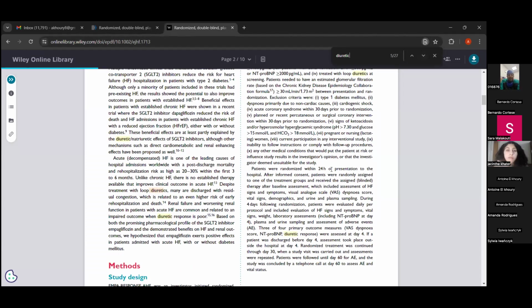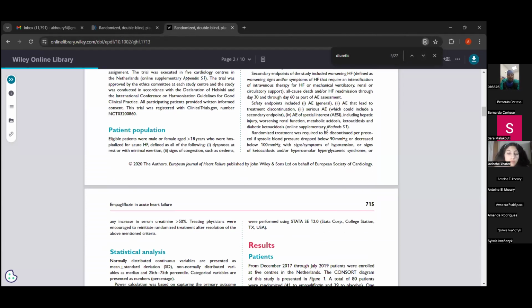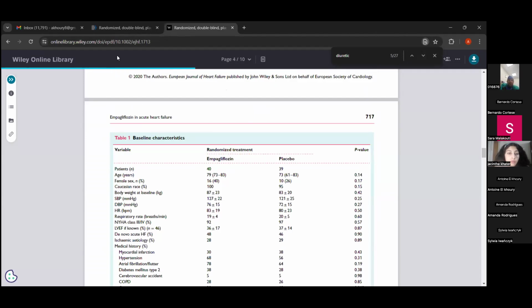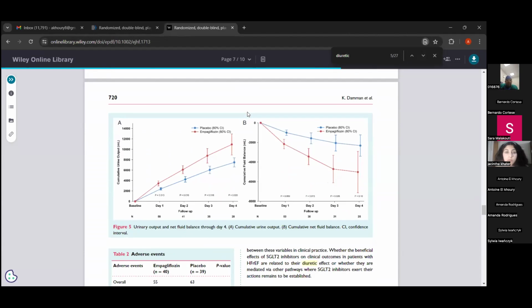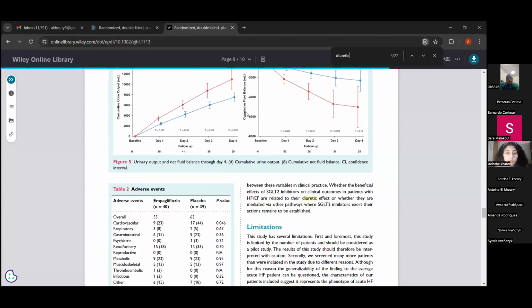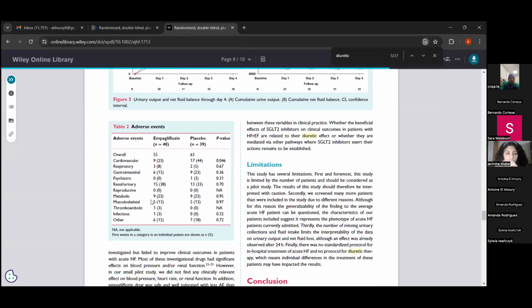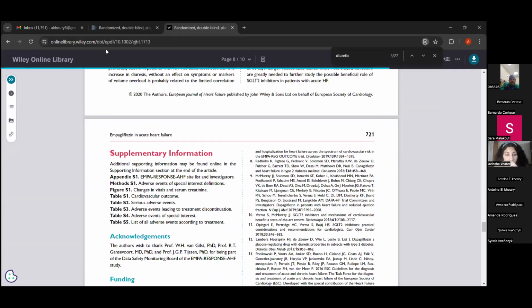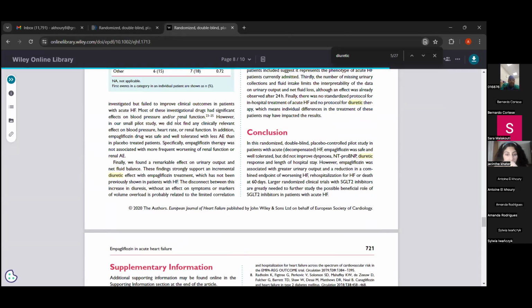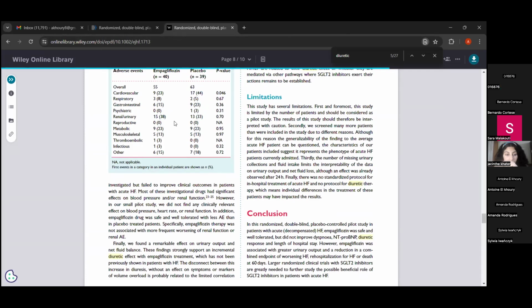Yeah, diuretics is used 27 times. So now let's go. We don't have the time to read the paper, but maybe there is another figure. So this is the one that we saw that diuretic effect is there. Let's see adverse events, but yeah, this is nothing. Yeah, nothing important. It's strange that this paper was published in European Journal of Heart Failure, but it's okay.